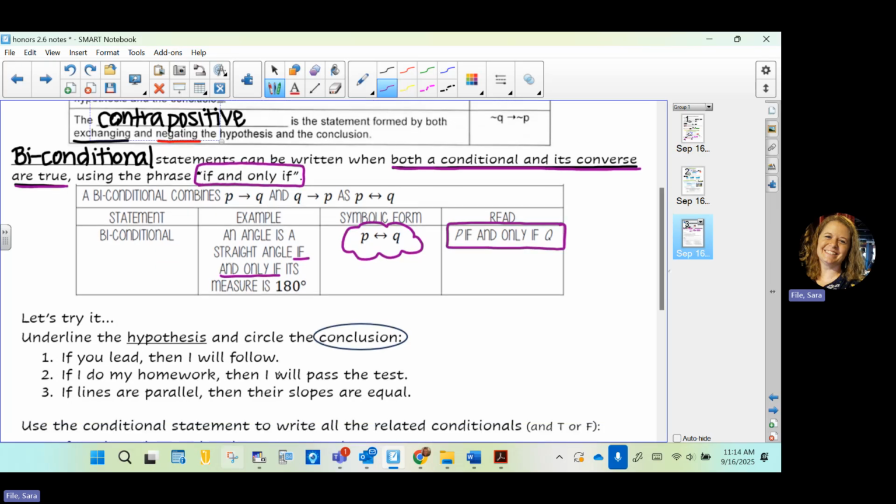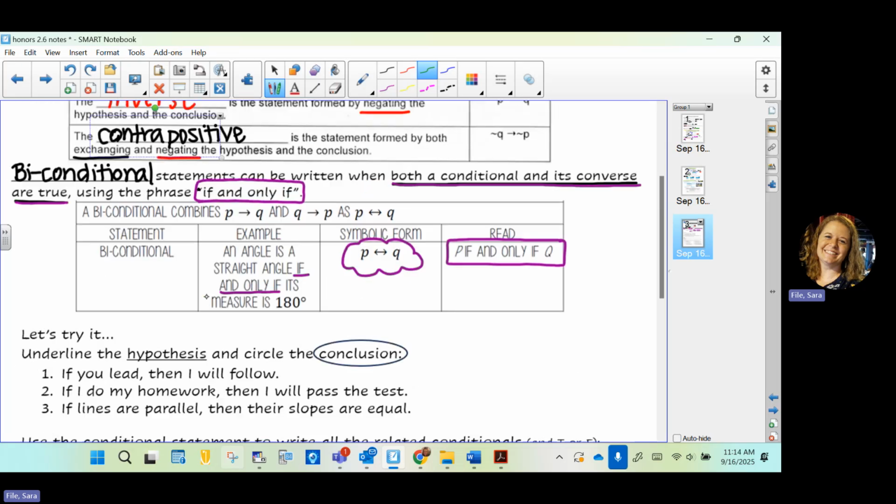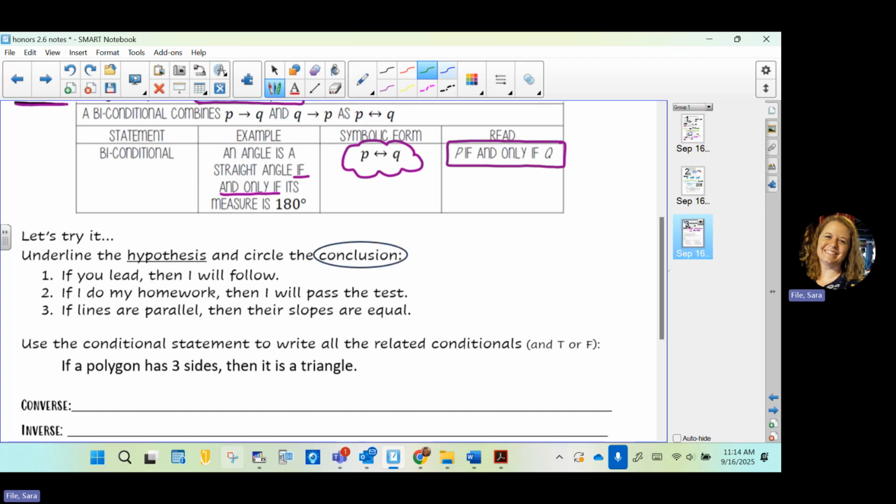Let's try this. First, let's make sure we understand hypothesis versus conclusion, because that's identifying our P and our Q. Remember your hypothesis. I did hypothesis in blue. Your hypothesis is your P. It's what comes after the word if. So if you lead, then I will follow. What's the hypothesis? You lead.